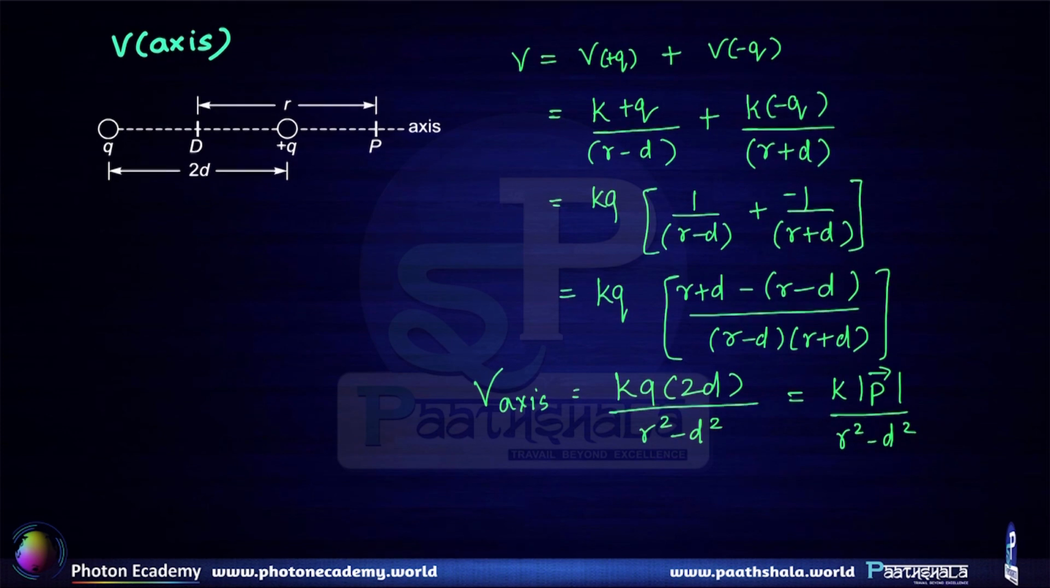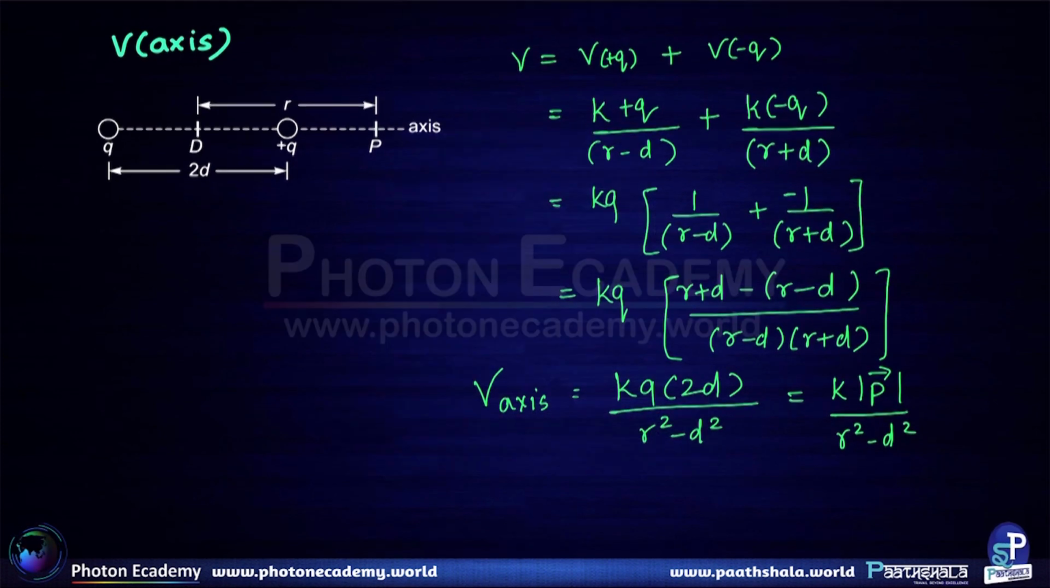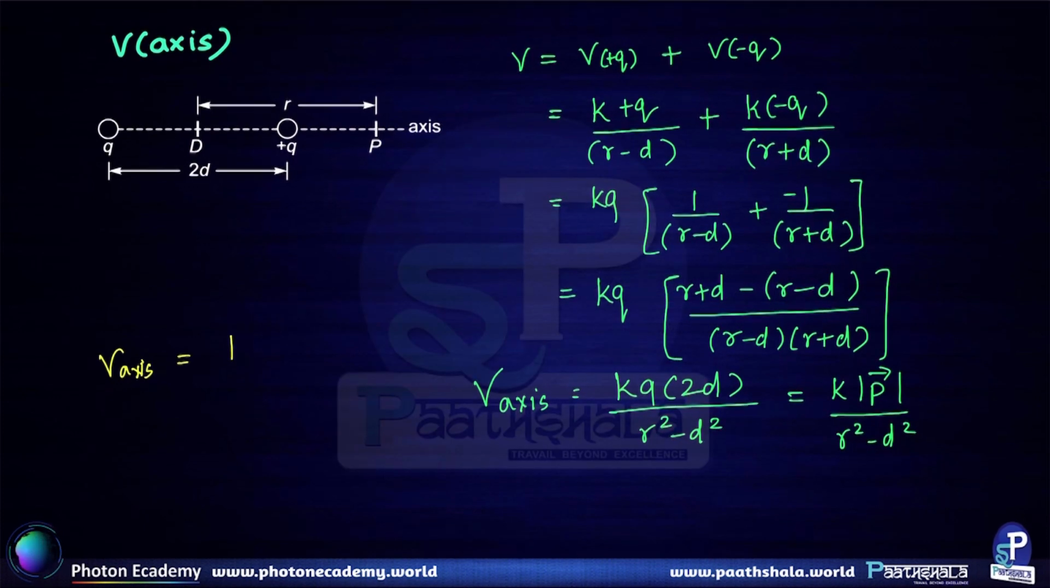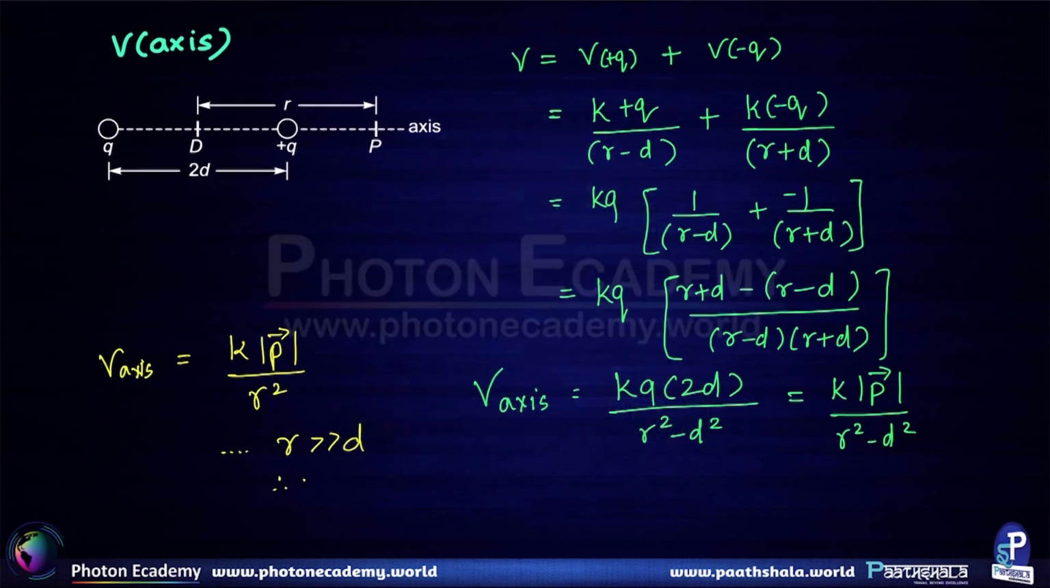Now let us understand that for the case when r is greater than d, we can write this down as V axis is equal to k into magnitude of P divided by r square, for those points wherein r is greater than d, because then r square minus d square is approximately equal to r square.